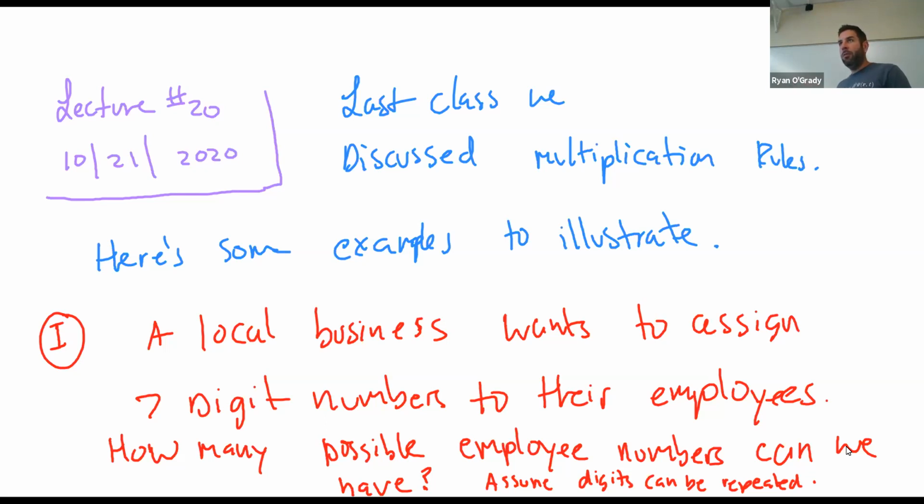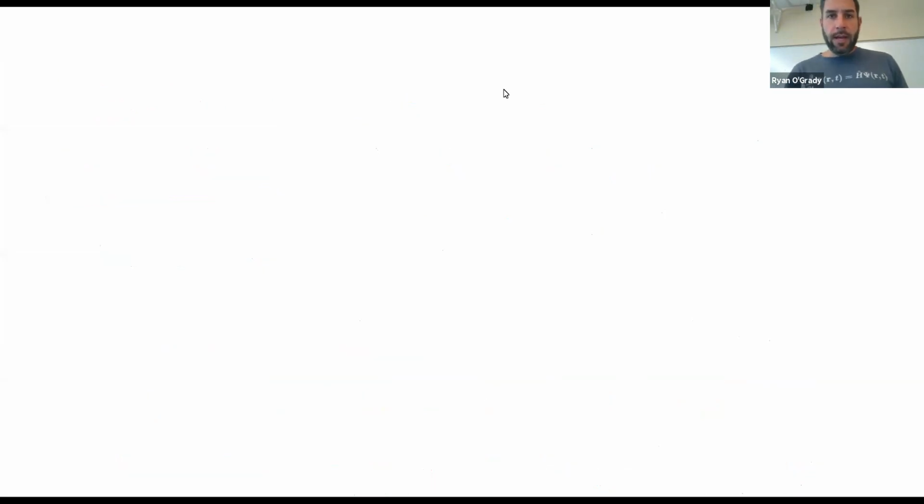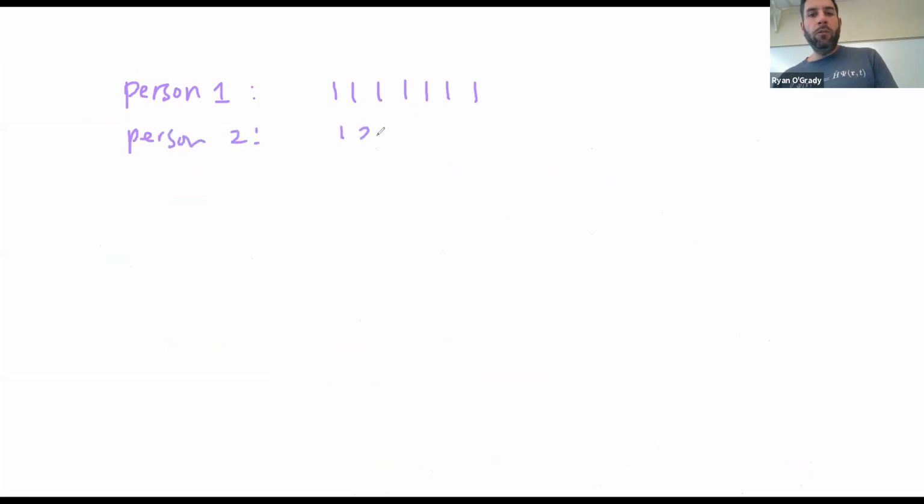So do we understand the problem? If you don't, please ask. So each one of us gets, and let's just write this out. Person 1 could be 1, 1, 1, 1, 1, 1, 1. And then person 2 could be, say, 1, 2, 1, 1, 1, 1, 1, etc. Does that make sense? So the question is, how many possible do we have?